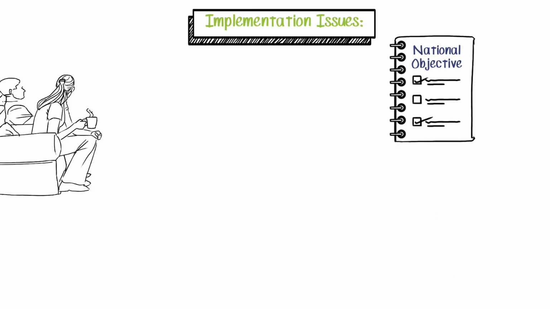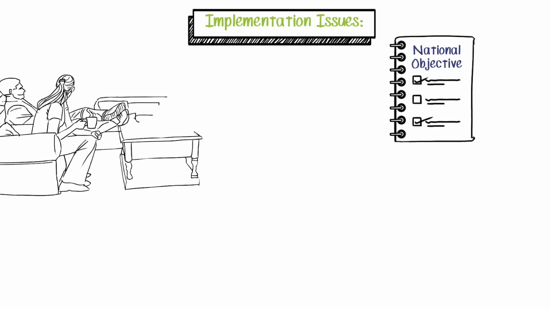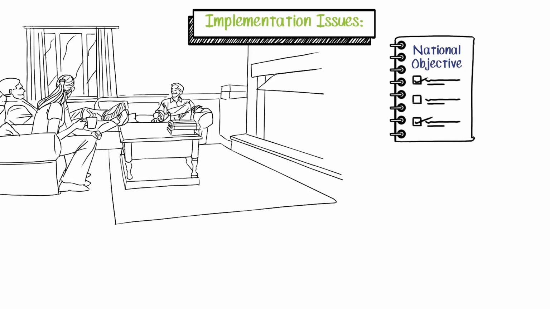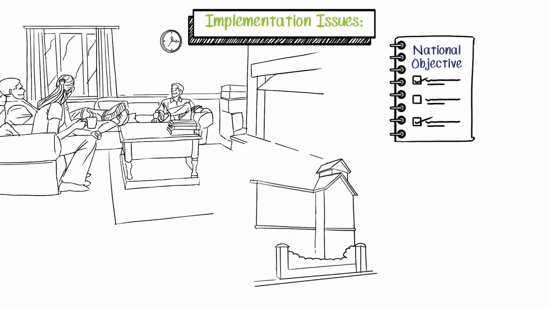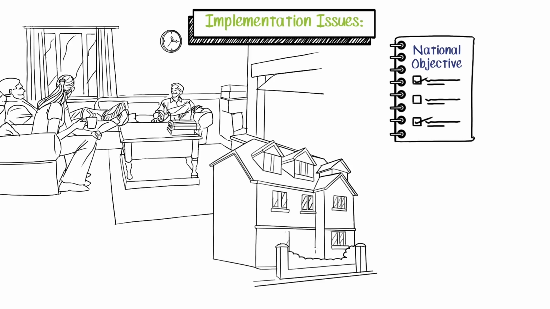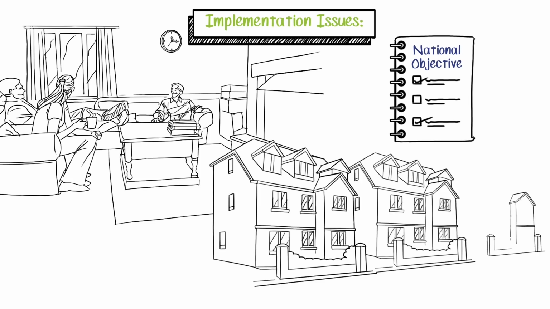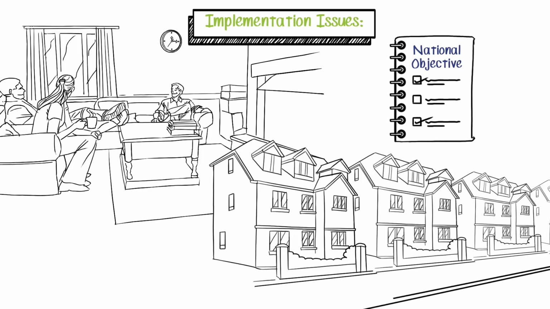The first key implementation issue to consider is selecting the appropriate national objective for the public improvements in support of new housing construction. There are a couple of national objective options to consider. The first is low and moderate income housing. Select this option if the beneficiaries of the public improvements will be the residents of the new housing. The second is low and moderate income area. Select this option if the beneficiaries of the public improvements will be the residents of the new housing as well as residents of surrounding properties because the improvements also serve residents of the surrounding area.